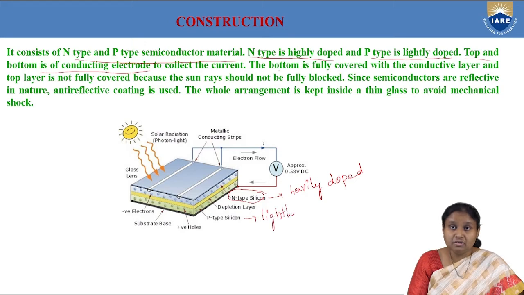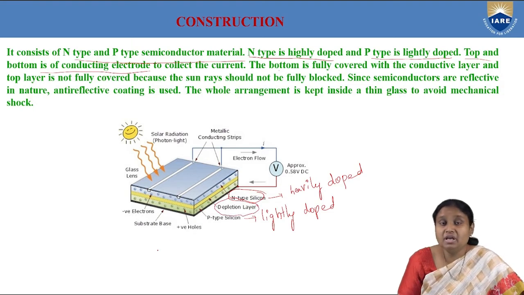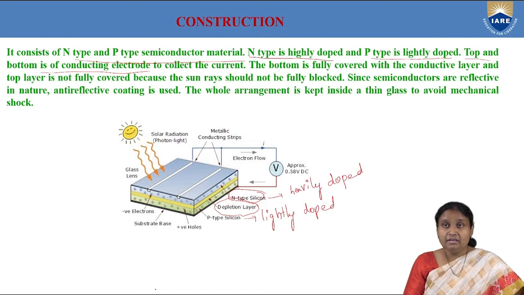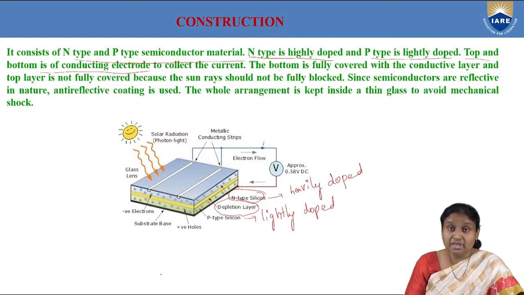The heavily doped N-type silicon and lightly doped p-type silicon have a junction layer, and this junction layer is called the depletion layer. We know that in the depletion layer, we have a lot of immobile charge carriers. Next, in order to get our output energy, which is our current, we arrange electrodes on the top surface as well as the bottom surface. First, the bottom surface, which is the substrate base, is fully covered with a conductive layer. Whereas the top surface is not fully covered.